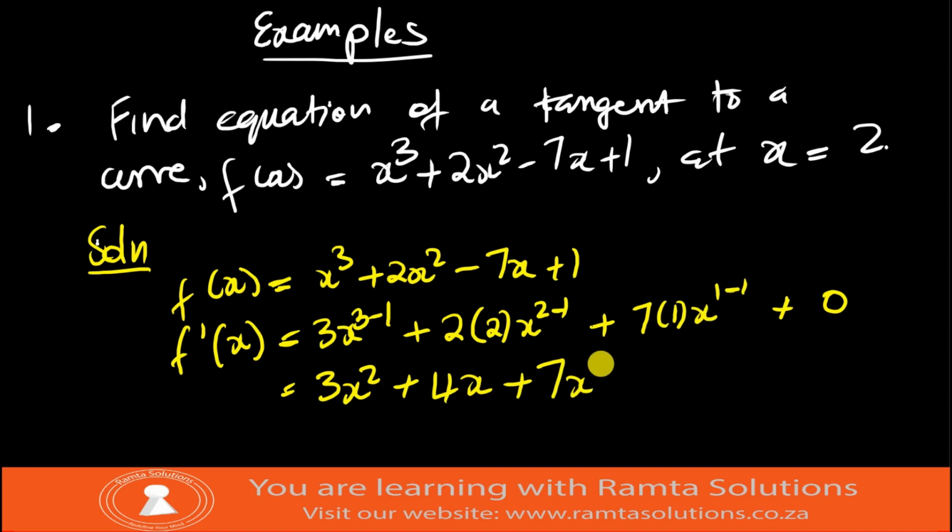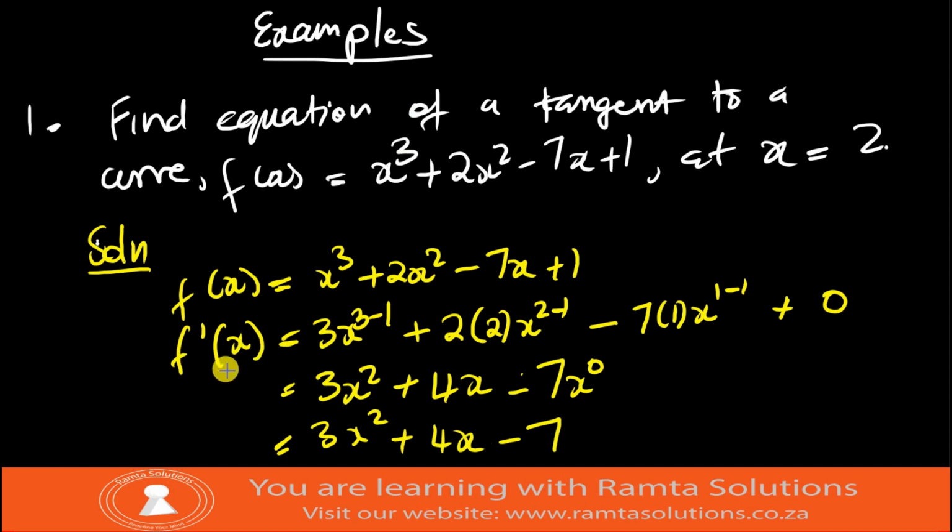Let me just write this. So this is 3x squared plus 4x plus, is it plus or minus? It's minus, not plus. It's minus 7, right? So this is the equation of your first derivative, right? So in order for you to find the gradient, remember, this is the equation of the gradient.